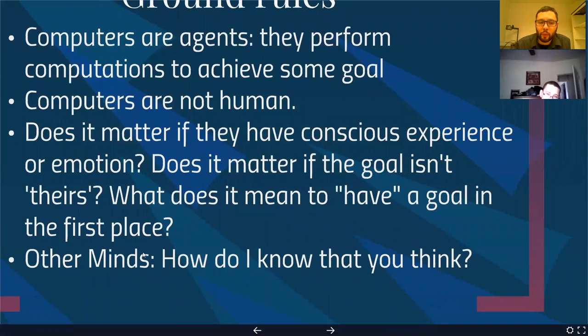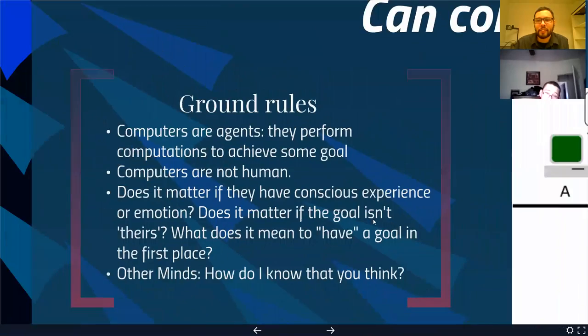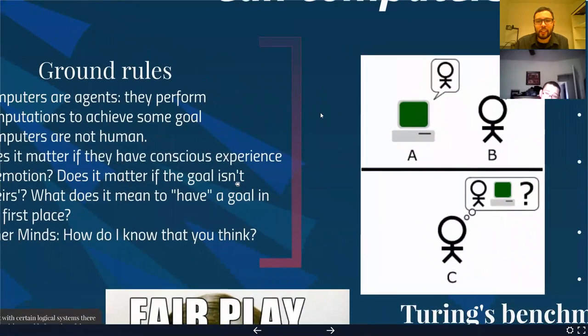Also, always be thinking, how do I know that other humans have these capacities? How do I know that humans set their own goals? I think I set my own goals, but maybe I'm just wrong about that. So how do I know that anything sets its own goals? These are just background questions that we have to be sensitive to when we're asking the question, can machines think?